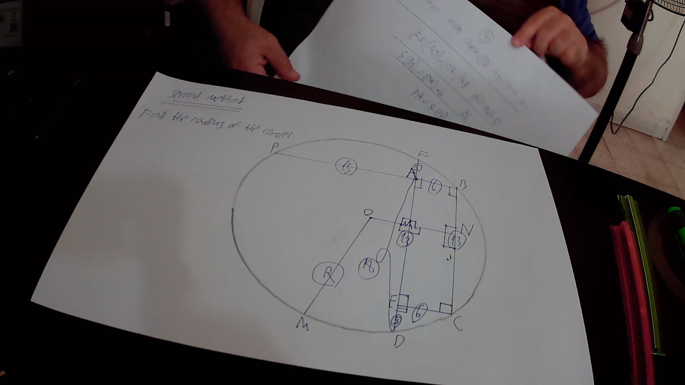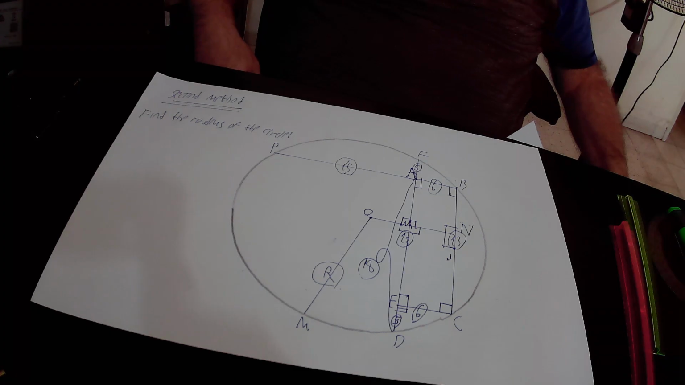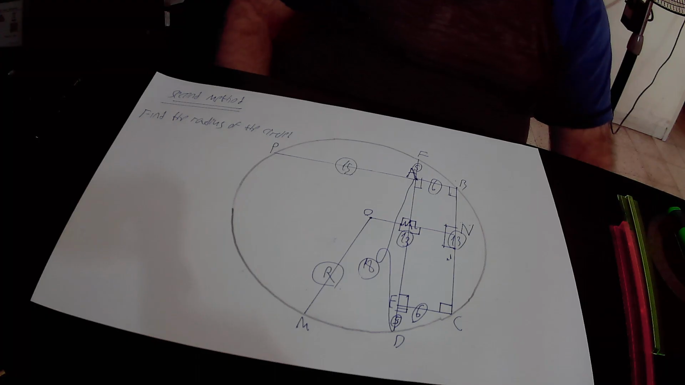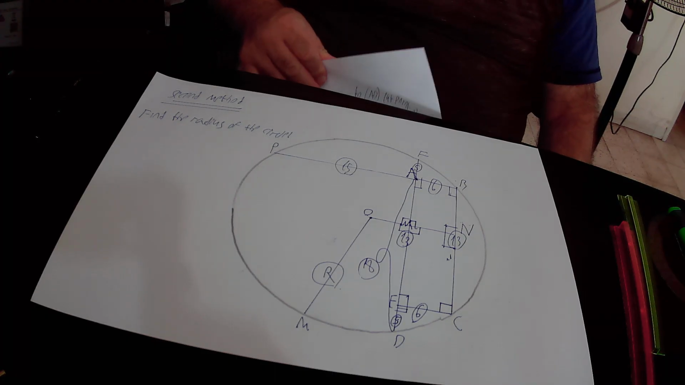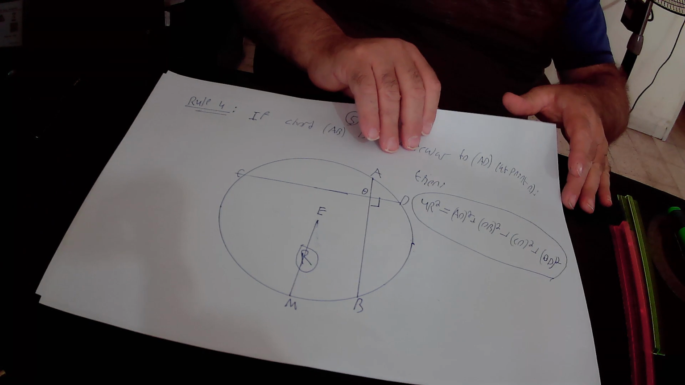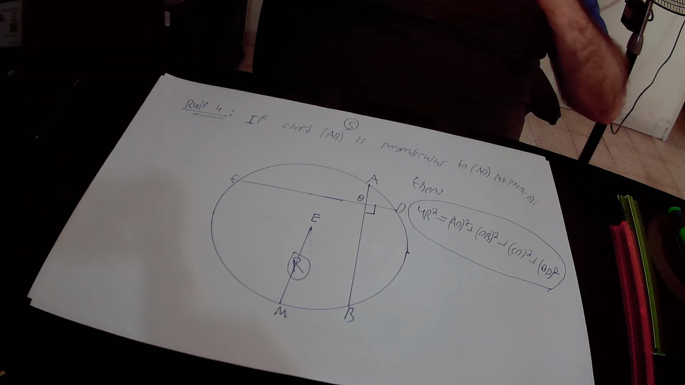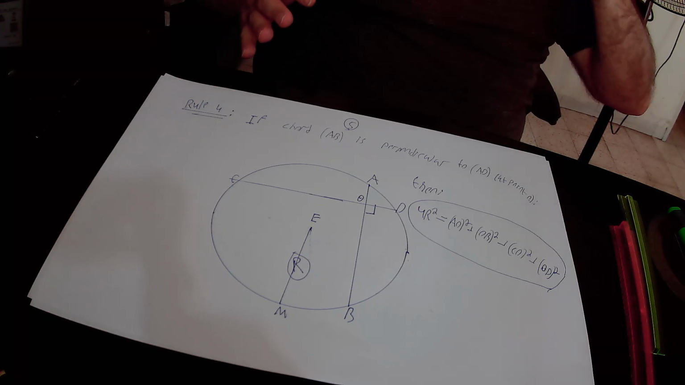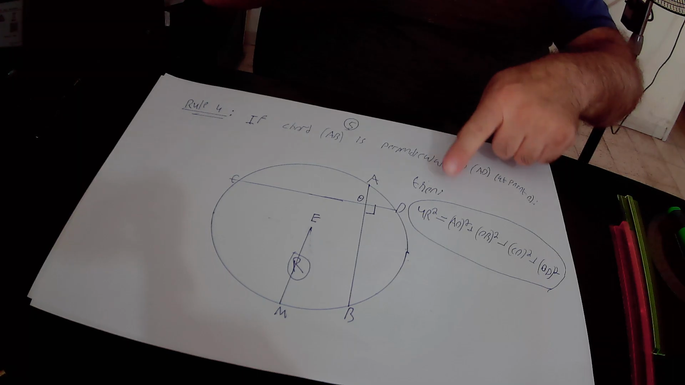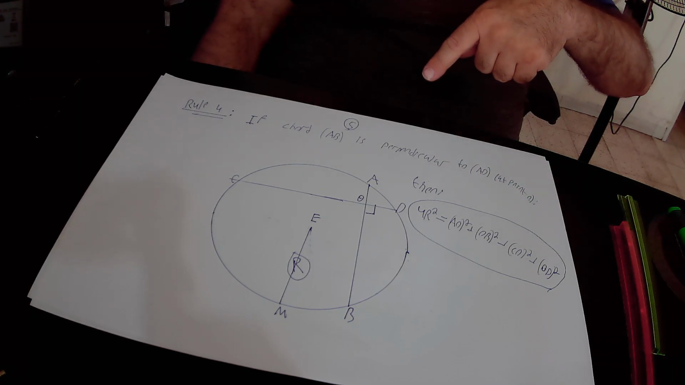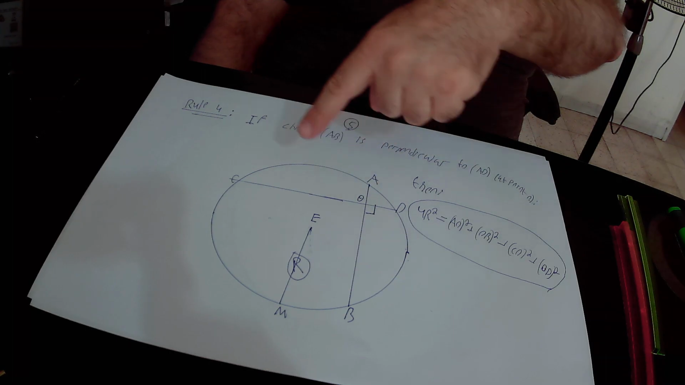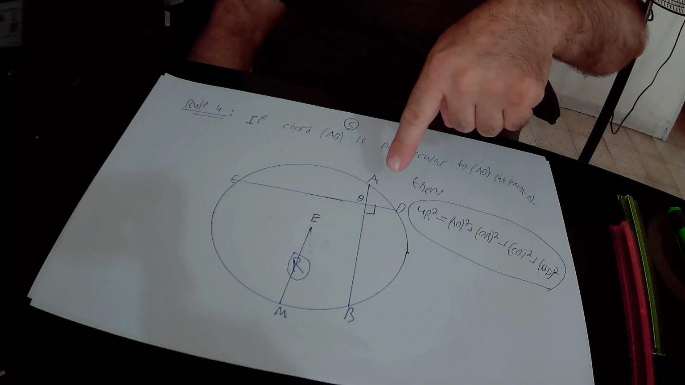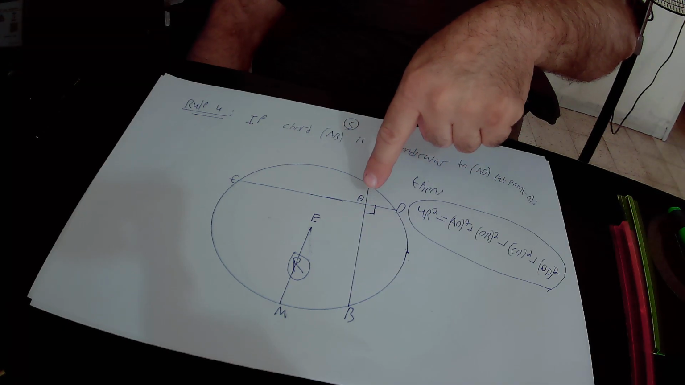In the next step, I presented to you a new rule, rule number 4, and we implemented it in our drawing. According to rule number 4, whenever you have two chords that are perpendicular to each other, you can use a certain formula. Here we have chord AB perpendicular to chord CD, because they create 90 degrees at the intersection point O.